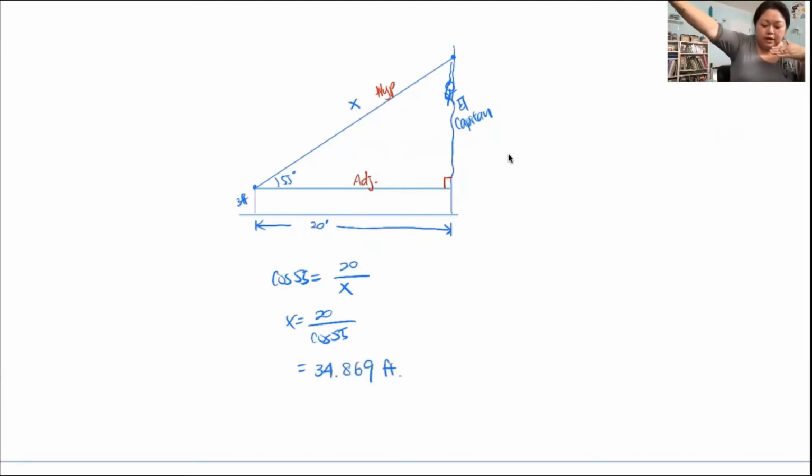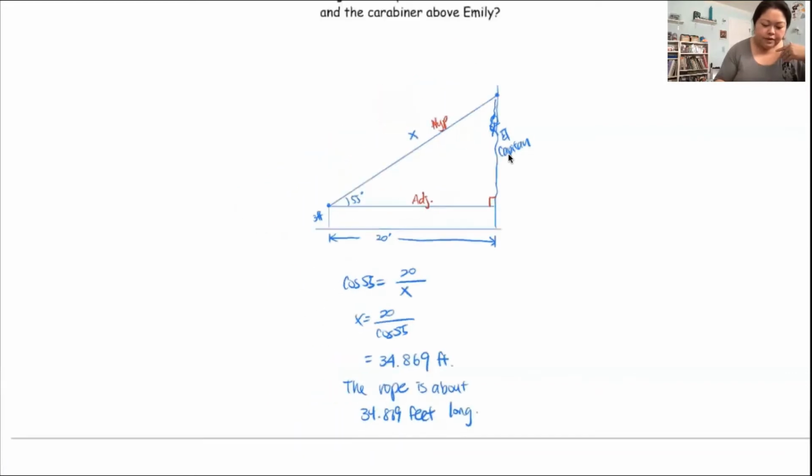So how long is the rope? The rope is 34.869 feet. It says, how long is the rope? Don't forget to answer the question. That's why I'm looking back at the problem again. The rope is about 34.869 feet long.